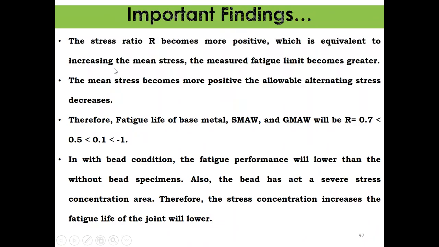These are the important findings from the study. As the stress ratio becomes more positive, which is equivalent to increasing the mean stress, the measured fatigue limit becomes greater. As the mean stress becomes more positive, the allowable alternating stress decreases. Therefore, the fatigue behavior of the base metal, SMAW and GMAW joints is such that in the bead condition the fatigue performance will be lower than the specimen without bead. Also, the bead acts as a stress concentration area itself.